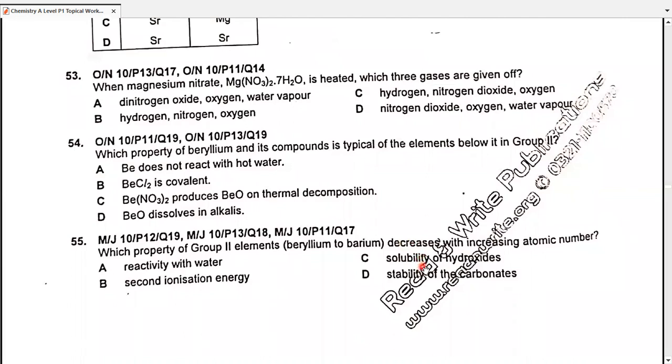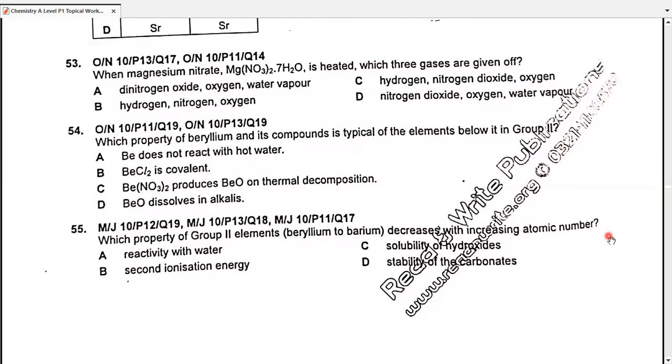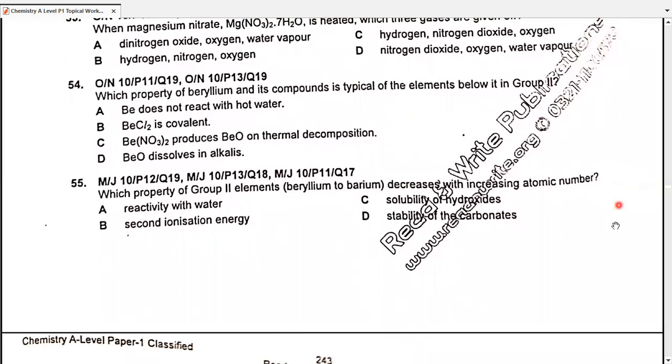Which property of beryllium and its compounds is typical of the elements below it? Beryllium does not react with hot water. BeCl2 is covalent. Beryllium nitrate produces beryllium oxide through decomposition, and beryllium oxide dissolves in acid. Which property of beryllium compounds is typical of the elements below it in group 2?